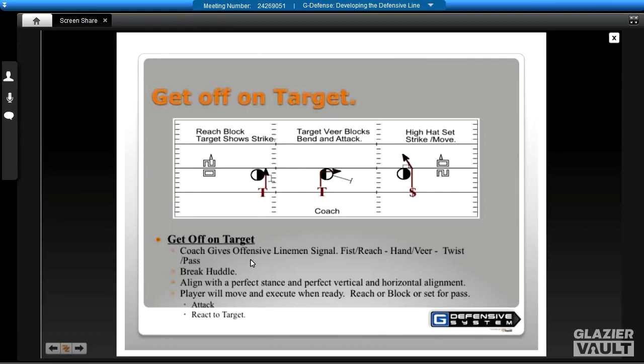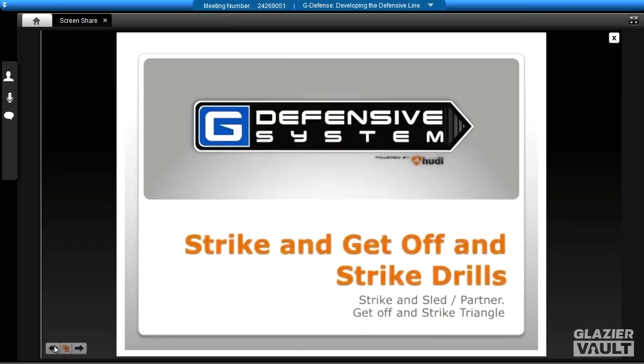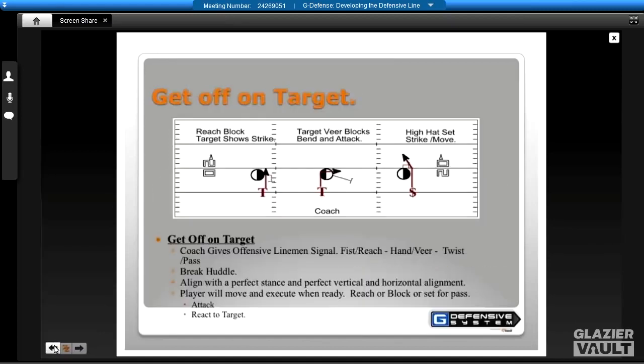Here's the drill. Coach gives the offensive line a signal. Fist means reach, an open hand means veer, and a twist means pass set. So the coach is over here. He gives each lineman their signal. We go one at a time. All right? We align with perfect stance, perfect alignment, and the player will move, and they'll execute when they react to the movement. Fellas, this is what the game comes down to.